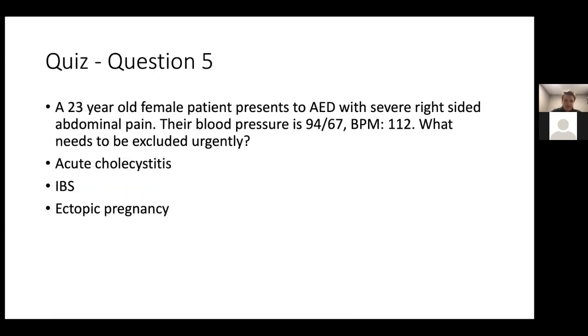So a 23-year-old female patient presents to A&E with severe right-sided abdominal pain. They're hypotensive and they're tachycardic. What thing do we need to exclude urgently? Yeah, perfect, ectopic. So in a woman of childbearing age, it's really important to rule that out, especially as they seem to be hemodynamically unstable.